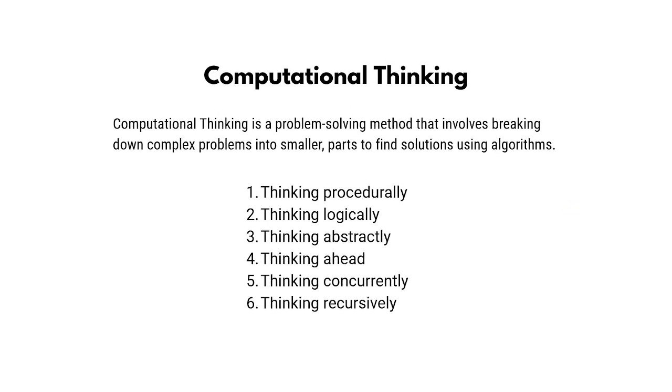So, our first topic is computational thinking. Computational thinking is a problem-solving method that involves breaking down complex problems into smaller parts to find solutions using algorithms. The IB course requires that you learn and understand the following 6 prompts to help you solve problems while thinking and programming. The first of these is thinking procedurally, and then thinking logically, thinking abstractly, thinking ahead, thinking concurrently, and thinking recursively. I'll go more into depth in the later slides.